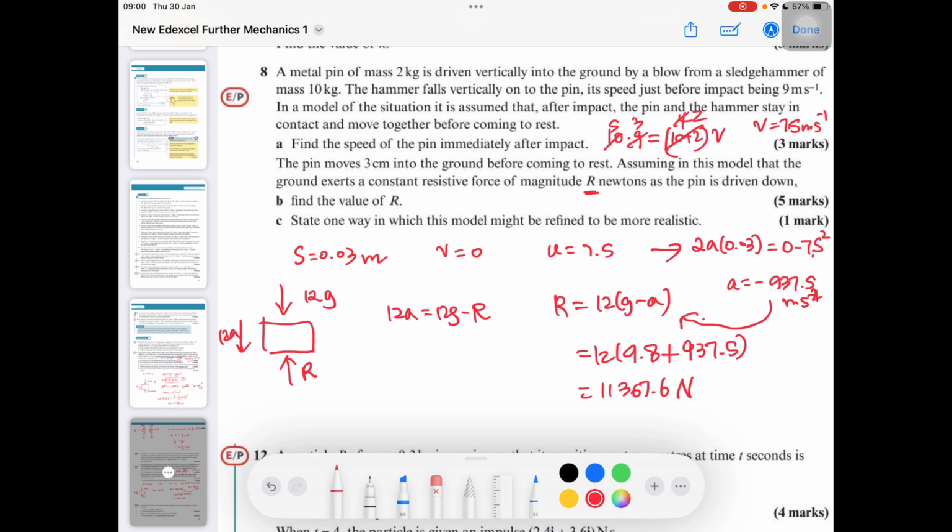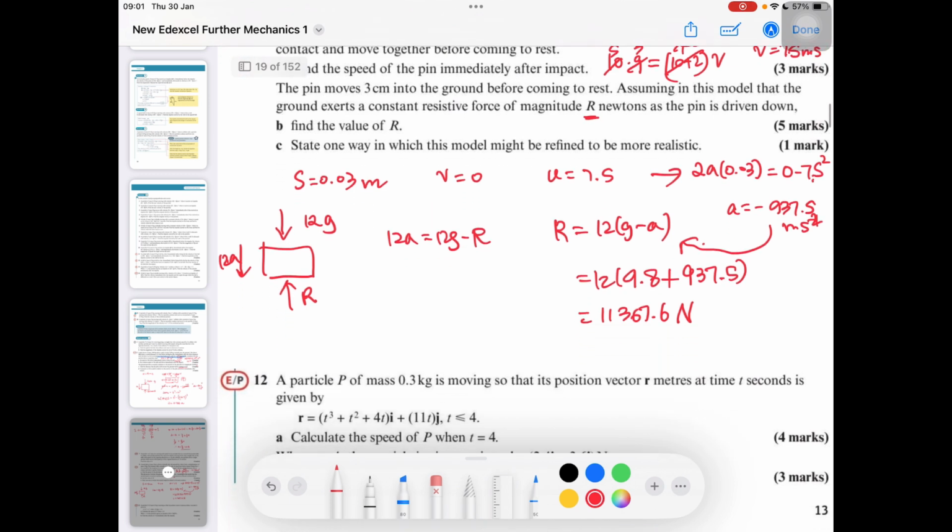And C, state one way in which this model might be refined to be more realistic. Maybe we can consider, like, now we assume as soon as they meet together, they move together without any further interaction between them. But there will be interactions like bounce or something, then we can consider something like that.